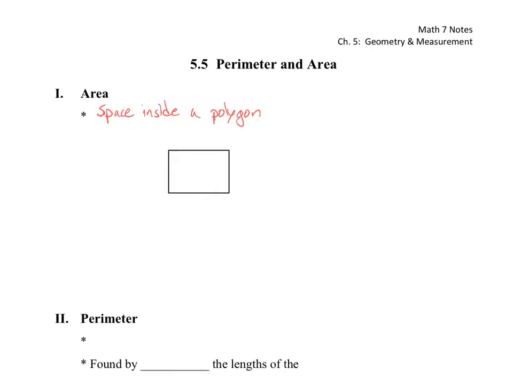We always talk about area, that space inside, as square units. So how many square units are needed to cover the figure or the shape? So how many little squares can I put inside there to fill it up?